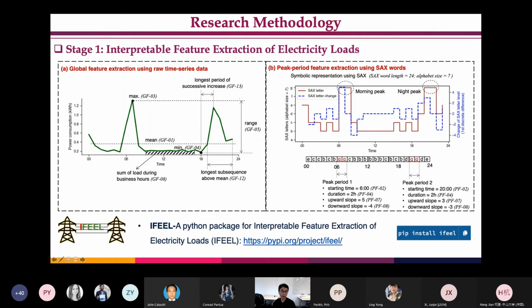And we developed a Python package called IFE, which is short for Interpretable Feature Extraction of electricity loads. The pronunciation is quite like the Eiffel Tower in Paris. And you can easily install our package if you are using Python.